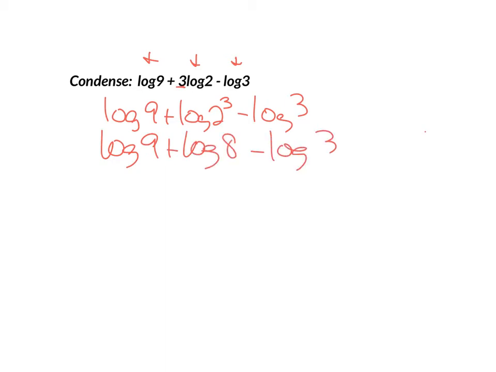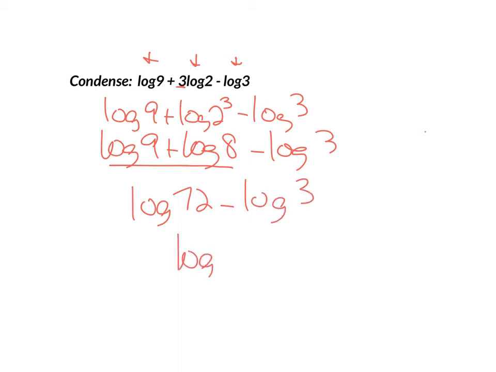Now I have these first two logs that are added together, which means it represents multiplication. 9 times 8 is 72 minus log 3. Now I have two logs that are subtracted. Subtraction means you divide, so we'll do 72 divided by 3, which is really just log 24. And we can shorten that a lot. I just want to show you kind of how all those properties keep on working.